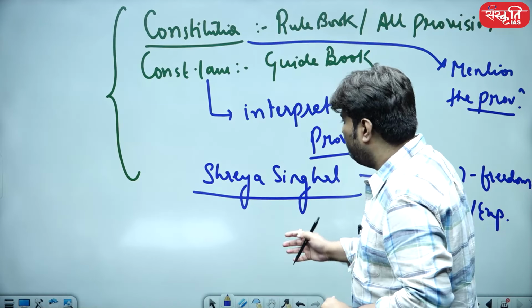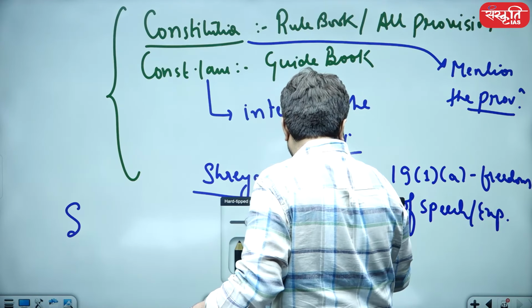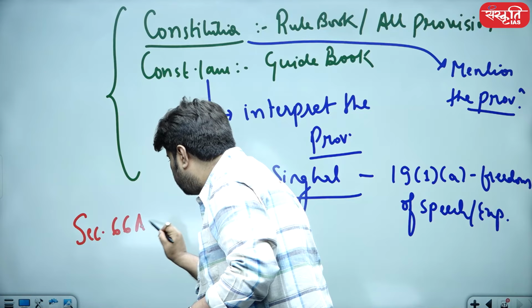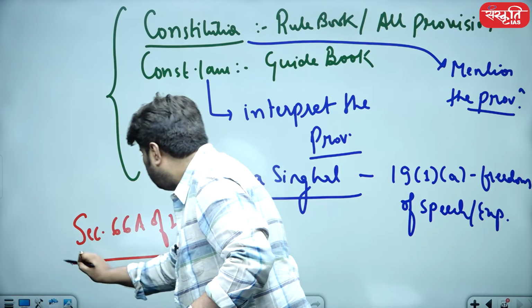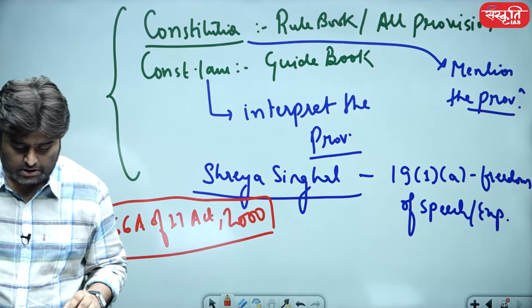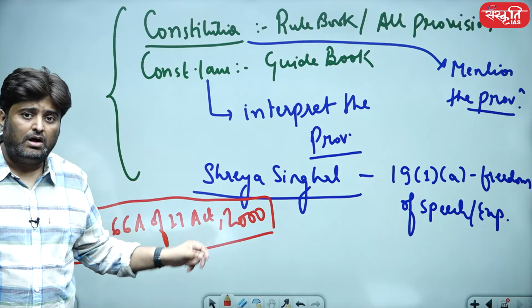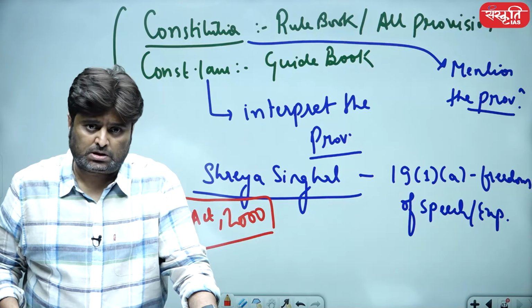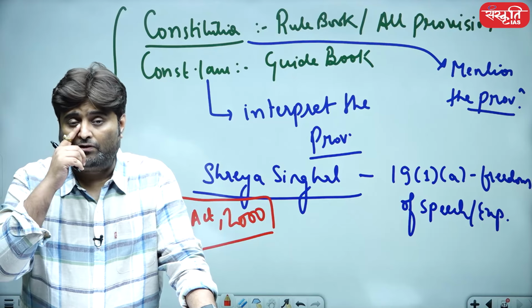तो श्रेया सिंघल ने क्या किया, फ्रीडम ऑफ स्पीच और एक्सप्रेशन को बनाए रखने के लिए she challenged, let me write with red marker, section 66A of Information Technology Act 2000. She actually challenged Section 66A of the Information Technology Act 2000, and under this act, student, at that particular period of time, you could be arrested for your online post on Facebook, Twitter, and of course other social media.